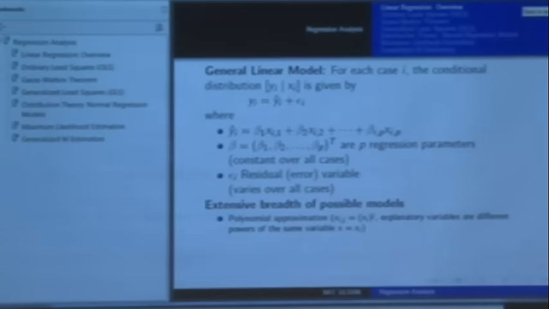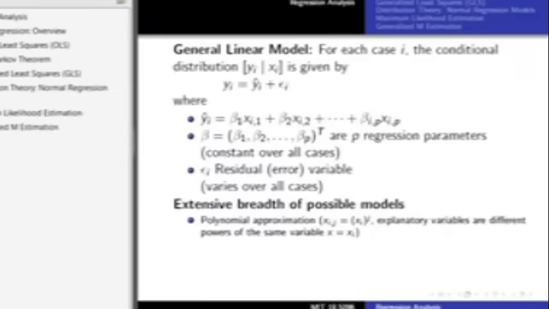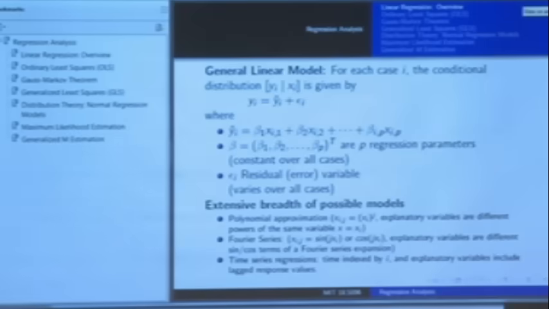So, okay, now how broad are the models? Well, the models really are very broad. First of all, the polynomial approximation that's indicated here corresponds essentially to a truncated Taylor series approximation to a functional form. Finally, time series regressions, where the cases i, 1 through n, are really indexes of different time points, can be applied.